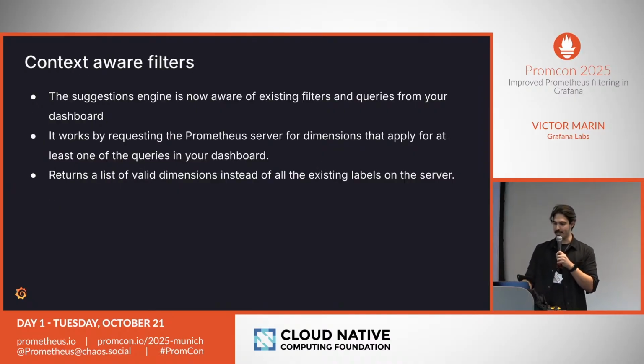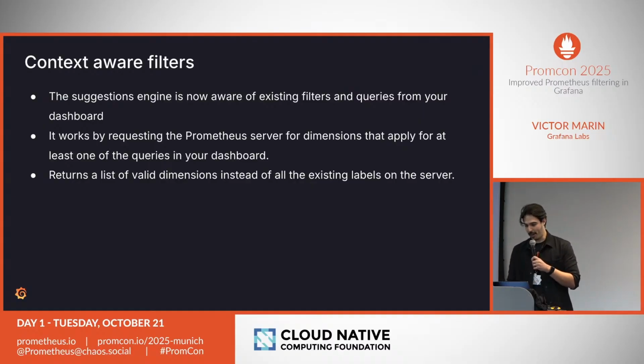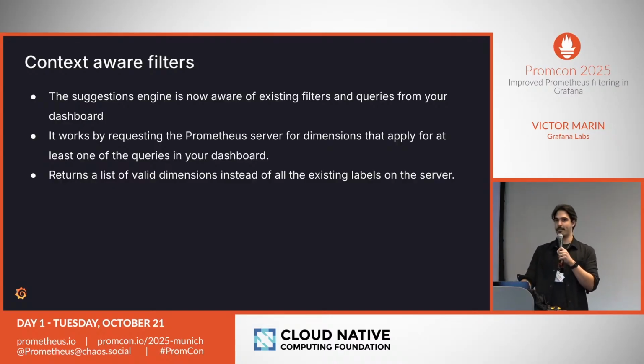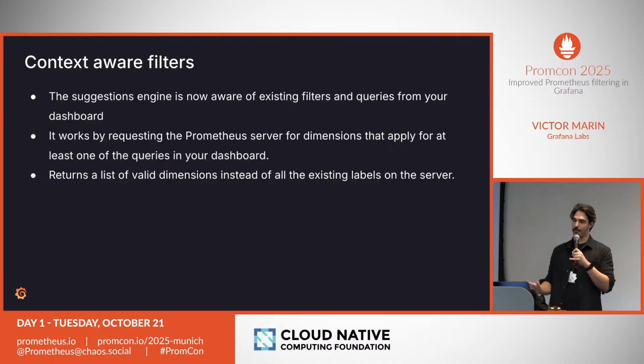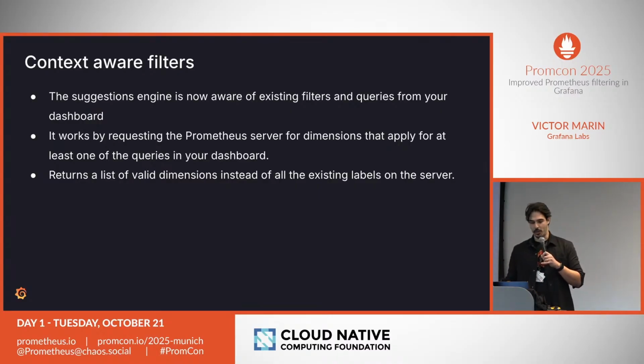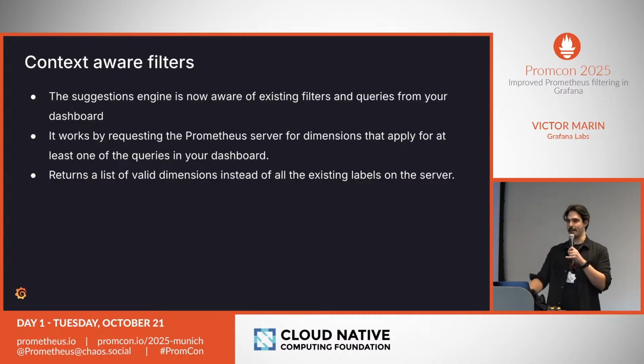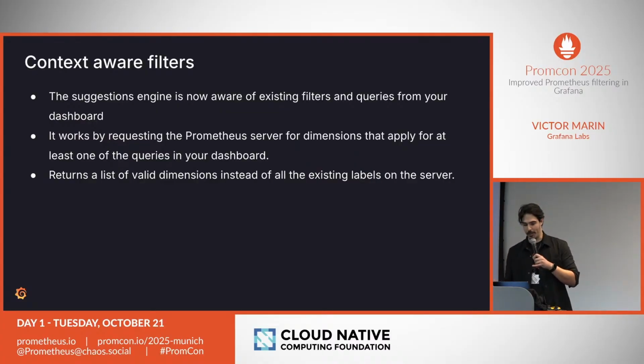Another enhancement is around the suggestions. We now have context-aware filter suggestions. The context is provided by the existing filters and queries on your dashboards. So basically, the Prometheus data source will take all of these existing filters and the queries. It's going to get the metric name from the queries, and it's going to attach the existing filters on those metric names, and send that in a request to the Prometheus server, which is then going to have the context to bring back a valid list of dimensions for the front end.